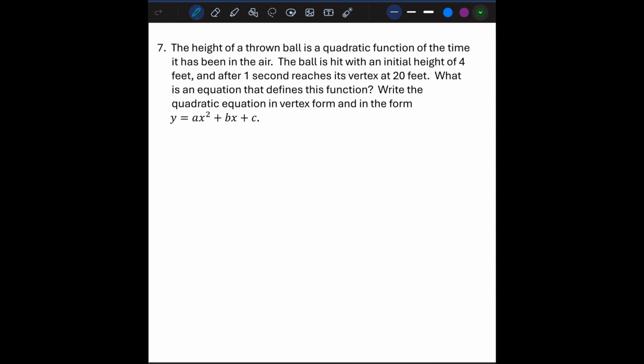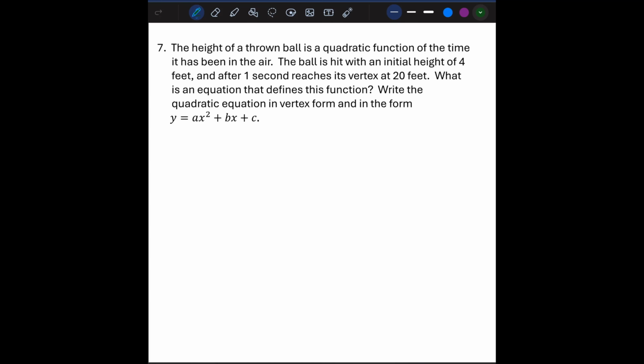The height of a thrown ball is a quadratic function of the time it has been in the air. The ball is hit with an initial height of 4 feet, and after 1 second reaches its vertex at 20 feet. What is an equation that defines this function? Write the quadratic function in vertex form and in the form y equals ax squared plus bx plus c.